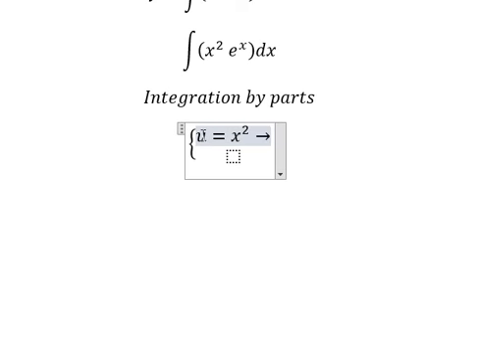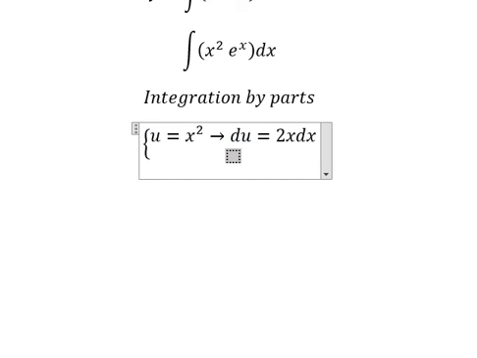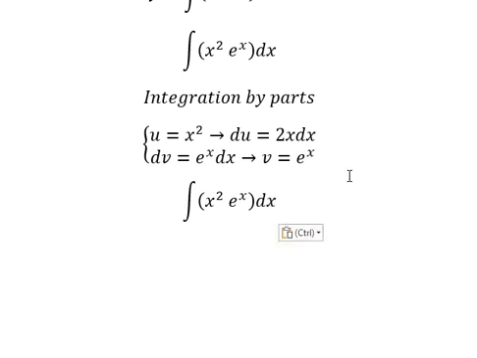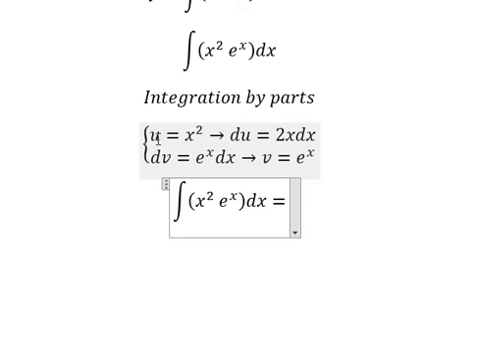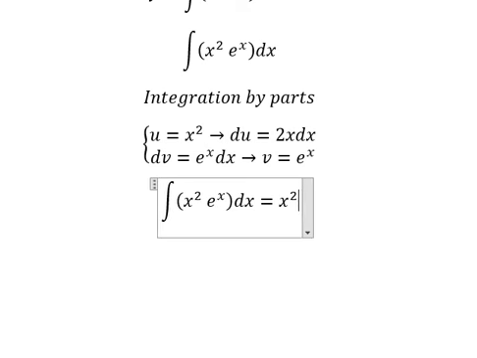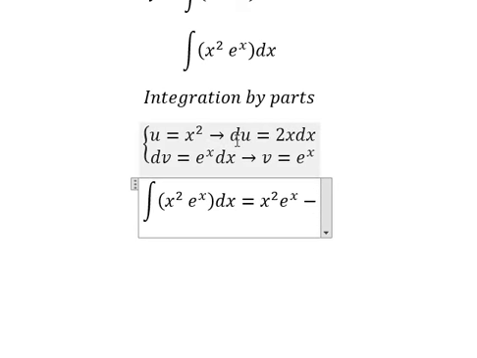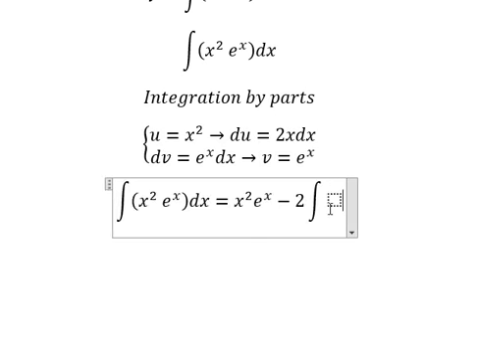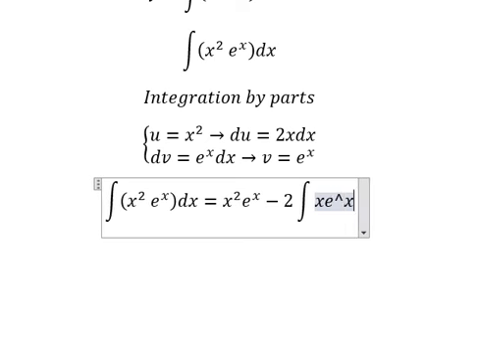Next, we need to do first the derivative for both sides, and we have 2x dx. dv we have e to the power of x dx. The integration of this one we have v equals e to the power of x. So we have u multiplied by v minus the integral of v du. So we have number 2, and we have the integration x e to the power of x dx.